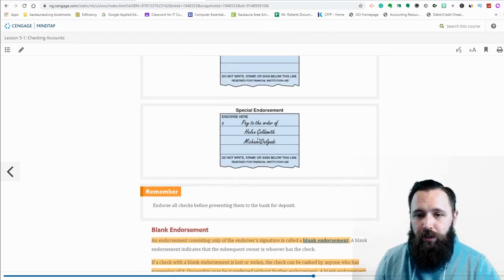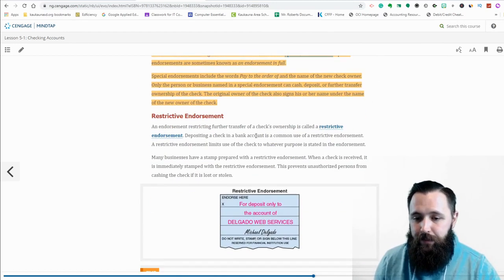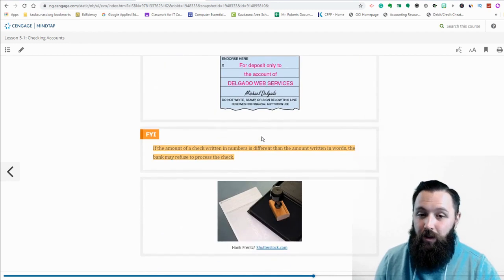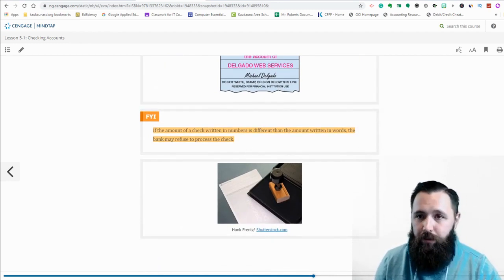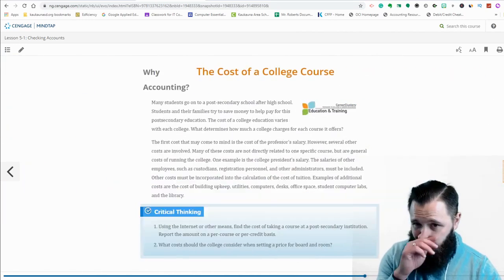So those are our 3 types, okay? We have blank, special, and restrictive. And you're going to have to remember those for the test and for a couple of the problems that we're about to come up against.